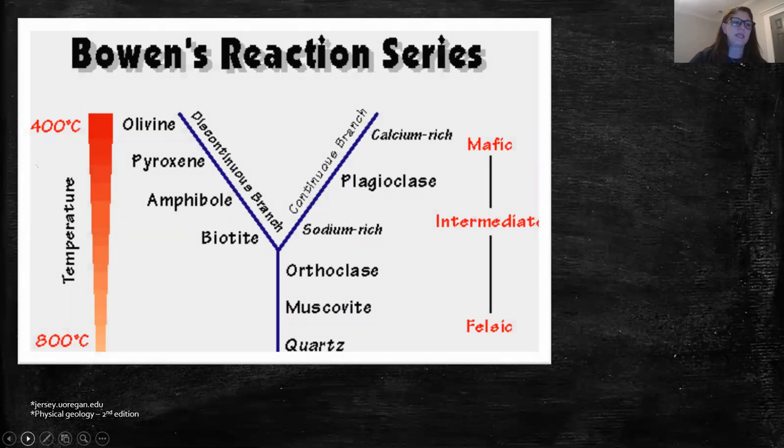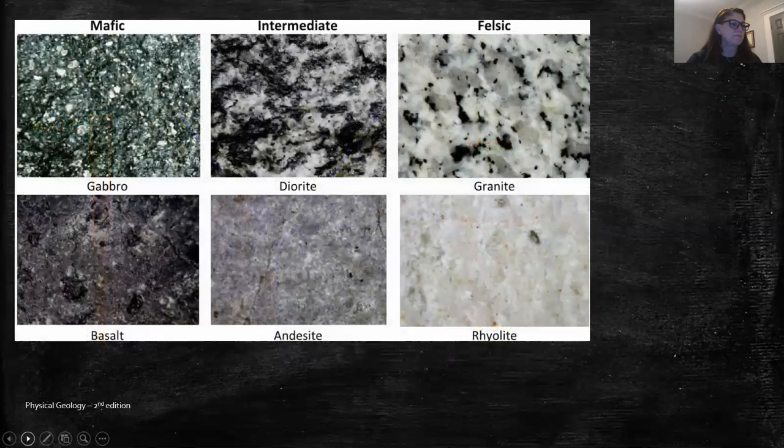Felsic magmas contain 65 to 75% silicon dioxide. Intermediate magmas contain 55 to 65% silicon dioxide. And mafic magmas contain 45 to 55% silicon dioxide. Pictured here are examples of mafic, intermediate, and felsic rocks.